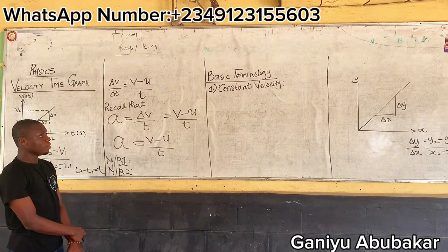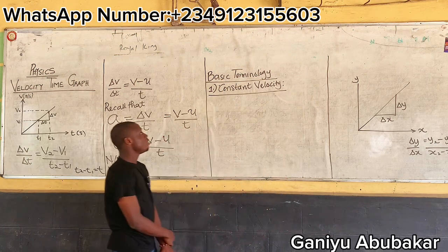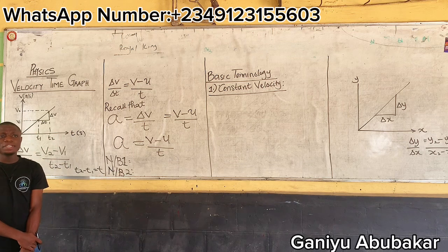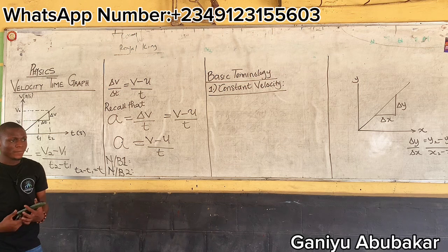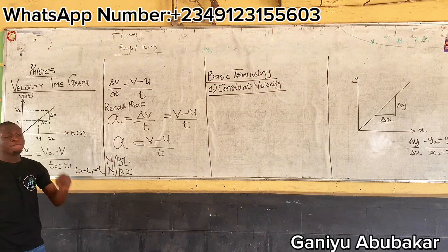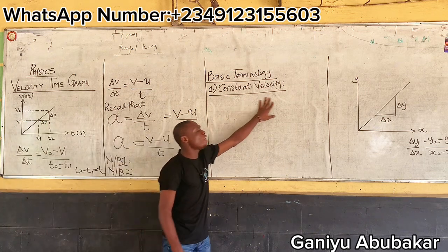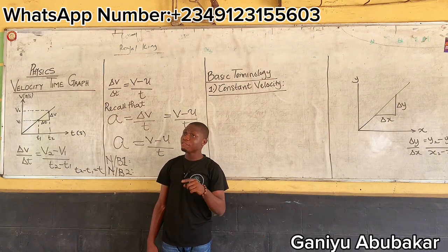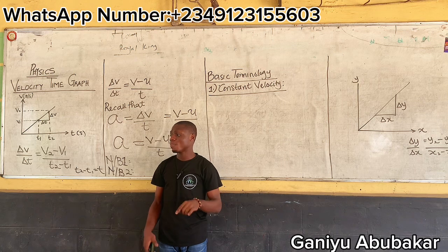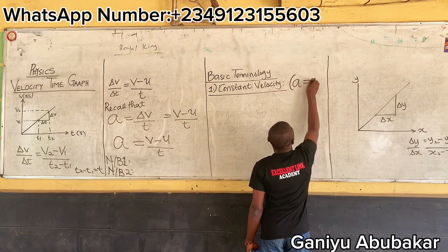Let's start with this, please. Let's understand what this means. Constant velocity simply means when velocity is constant. Therefore, acceleration is equal to 0.